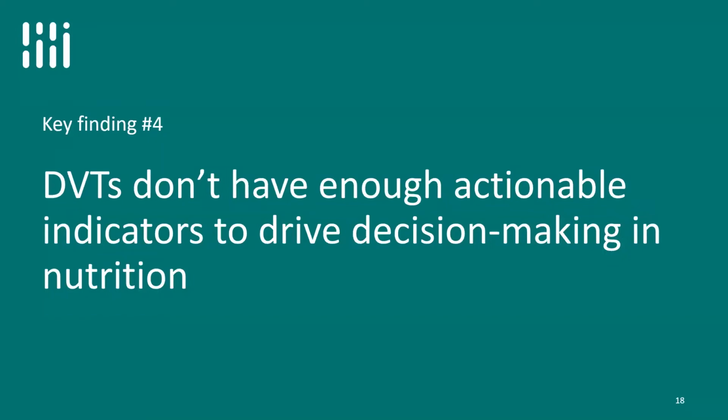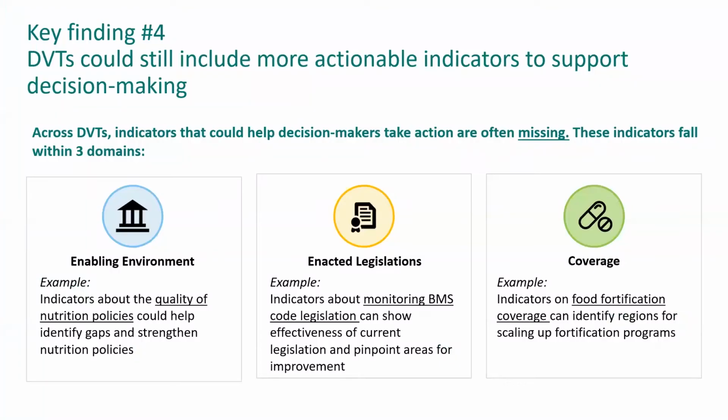Our last finding is that actionable indicators represent a minority of indicators, making these tools less effective for management decisions. Maybe to go back to our car dashboard example, it's not only useful to know whether your car is working or not, but rather you need the information that you as the driver can act upon. So in the case of nutrition, DVTs could still include more actionable indicators to support decision-making, namely around three domains. The first being the enabling environment, the second on enacted legislations, and third on coverage.